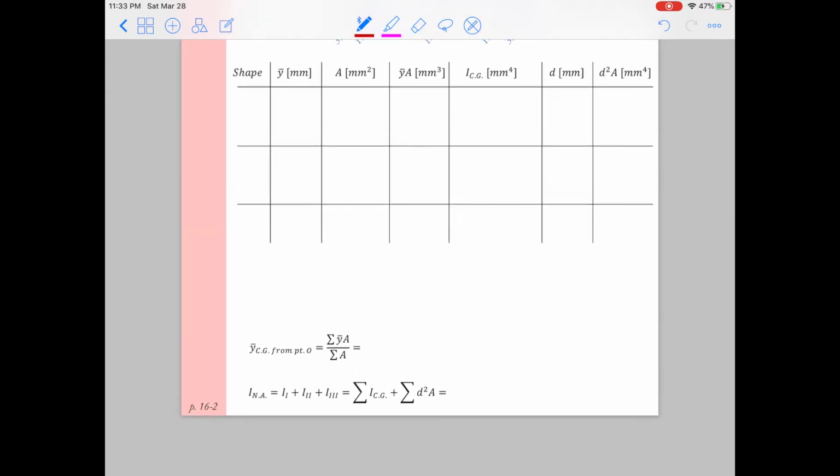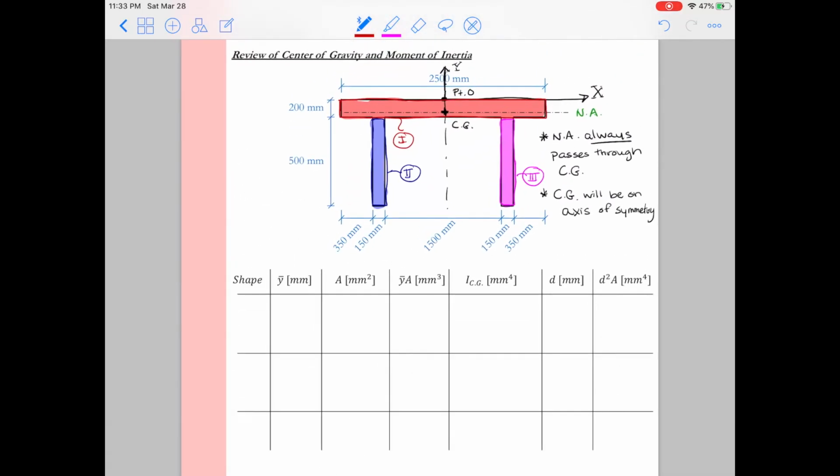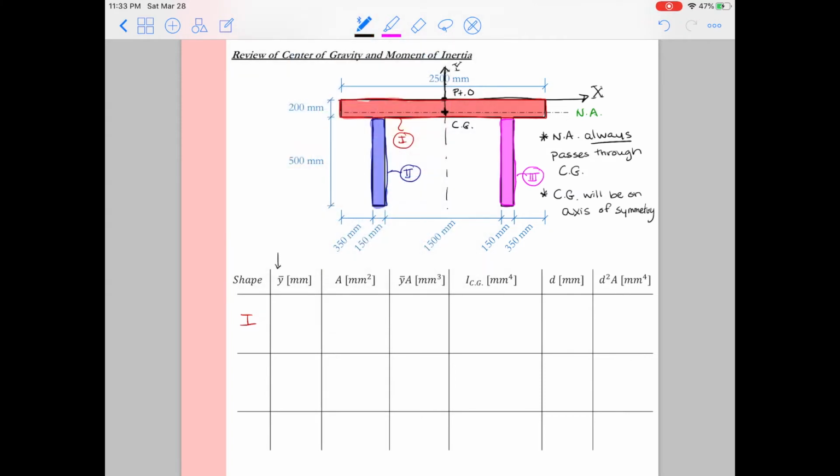Alright, so I take a look at my formula and I see that the y bar to the center of gravity is the summation of y bar a divided by the summation of a. To facilitate my calculations, I could just do my calculation all in one line. But I find a lot of times students like to have a procedure to follow. And I think this table really helps us set out a procedure that we can just solve. We don't have to think too much, and we'll get the right answer.